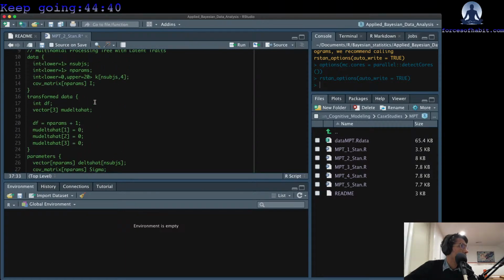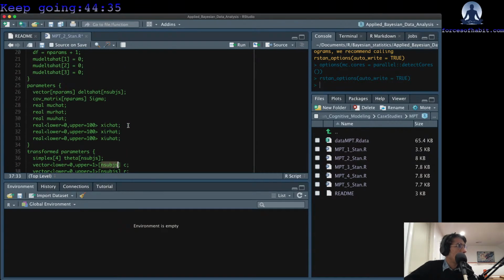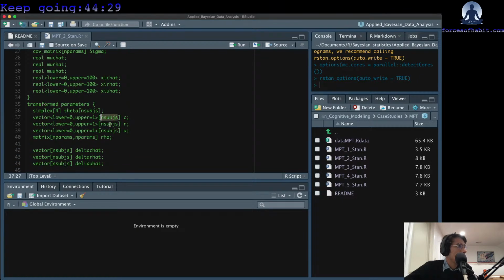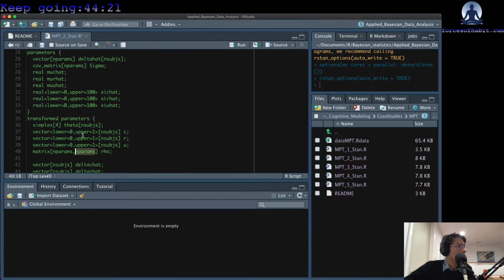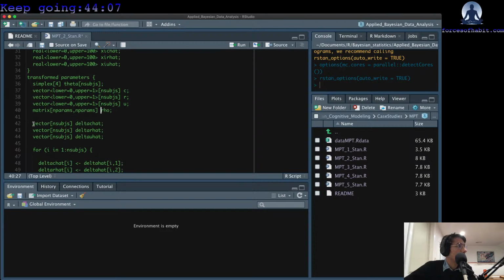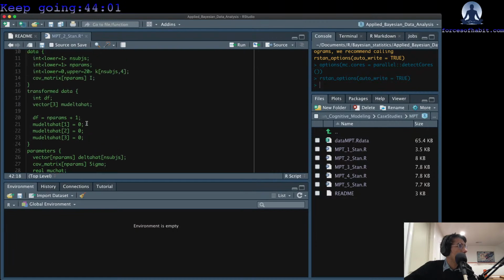Where do we specify n subjects? And subjects specified above. So C, where do we specify C? C is a vector here, here, here. So each subject gets one, and then row, matrix parameter. Oh, so these are transformed parameters, yeah. And also a symmetric matrix, we'll call it row. This is our correlation matrix. And then we have vectors for the delta hats, which we specified.